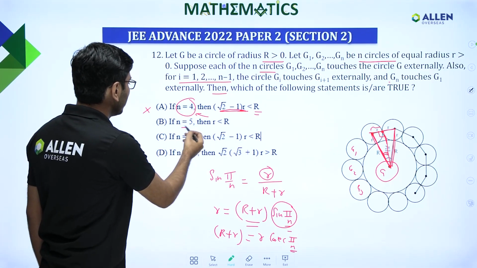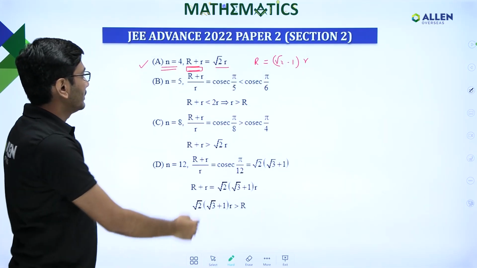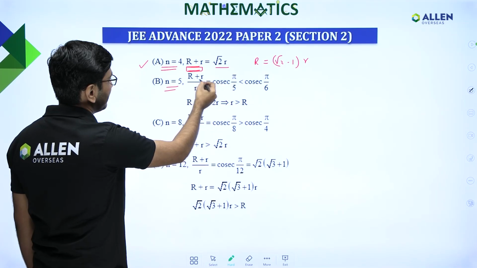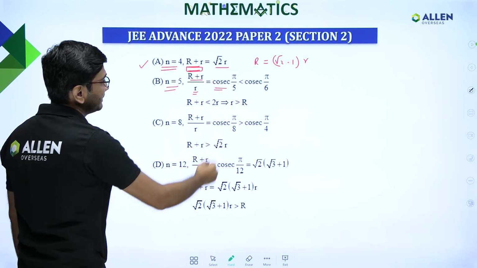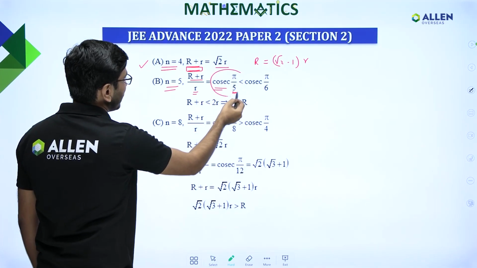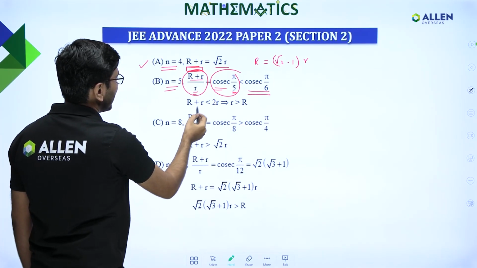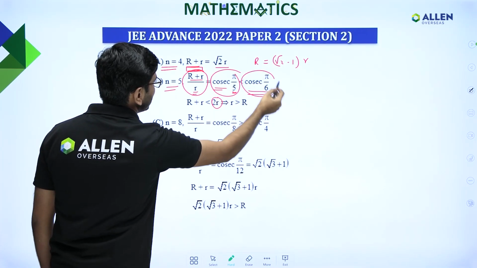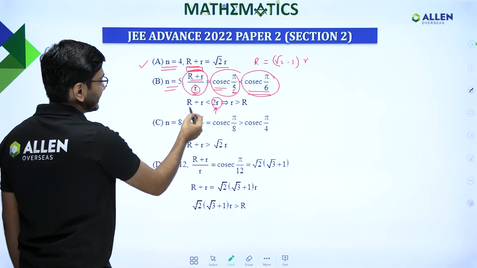Now if you put n equal to 5, let us see what we get. When n equal to 5, I will get capital R plus small r by r equal to cosec of pi by n, meaning definitely here I will get cosec of pi by 5, but cosec of pi by 5 is already lesser than cosec of pi by 6. So whatever capital R plus small r value I get will be less than 2r, because cosec of pi by 6 is 2, so that 2 multiplied with this r gives 2r, which should be greater than this R plus r.